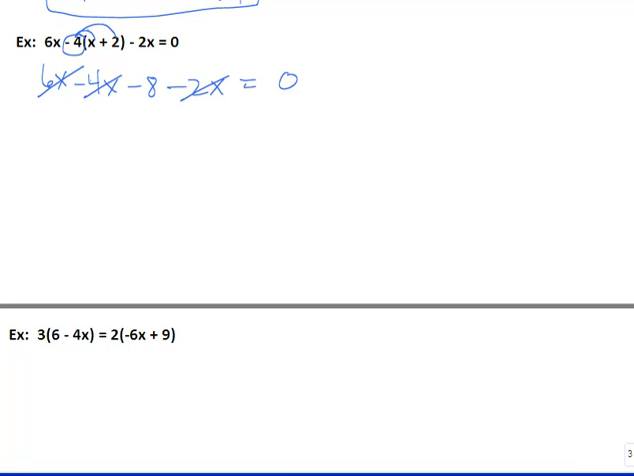The way that you tell which case it is by looking at what's left over. If all these x's are gone, I still have a negative 8 on the left side, and I still have a 0 on the right side. Does negative 8 equal 0? No. So that's a false statement. And if you have an equation that's always false, like this one, that, remember, is called a contradiction.